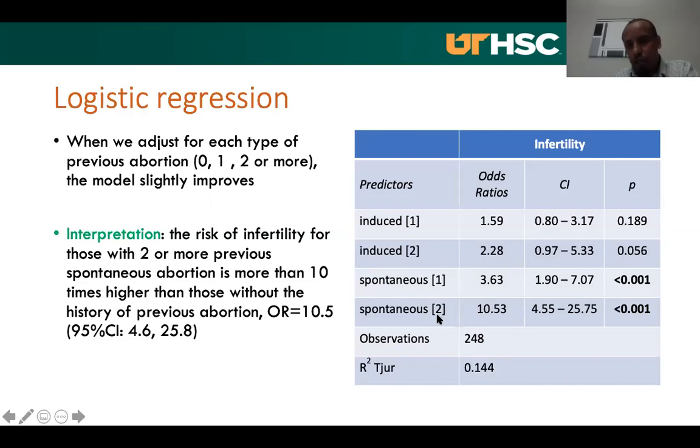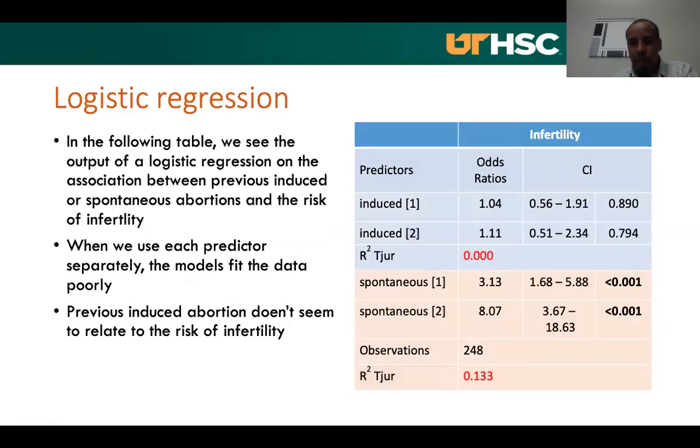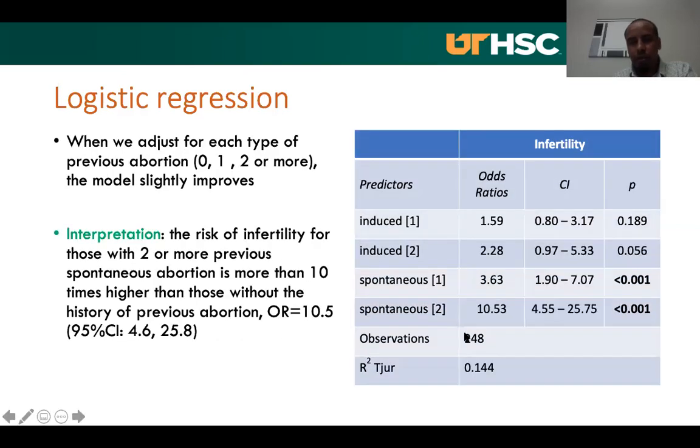For those with two or more spontaneous abortions, the odds ratio is 10.53, and the 95% confidence interval ranges between 4.55 and 25.75. So, for example, if we go back, the odds ratio increased from 8 to 10 for previous two or more spontaneous abortions.